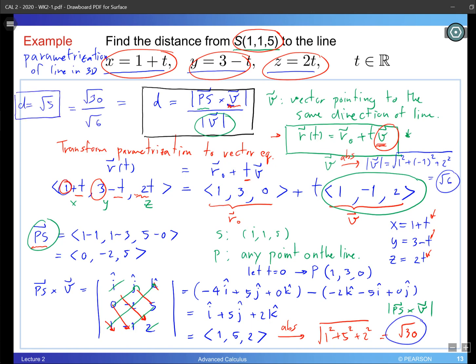Alright, and that's how you use this formula to find the distance between a point in space and a straight line in space as well.